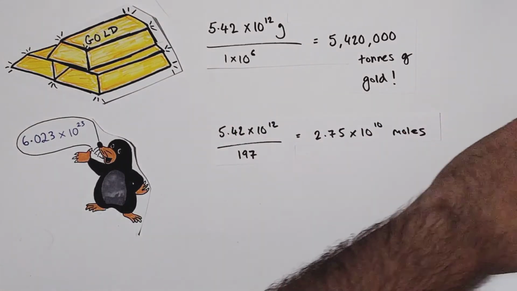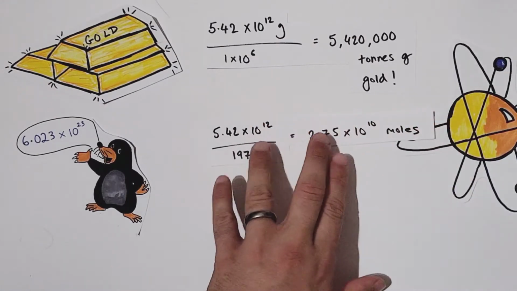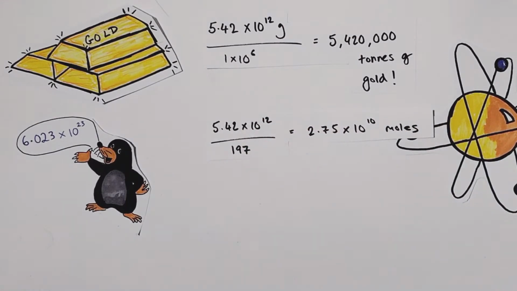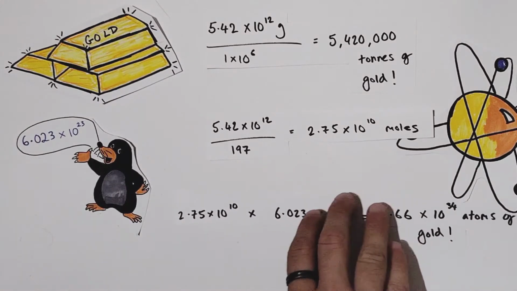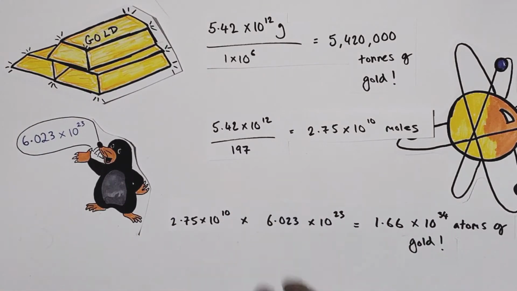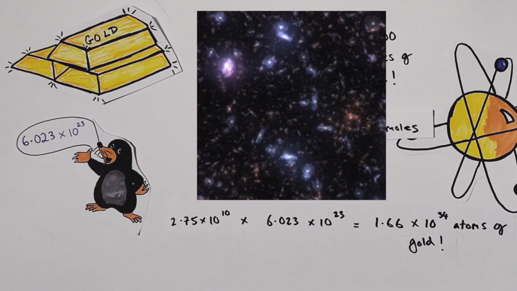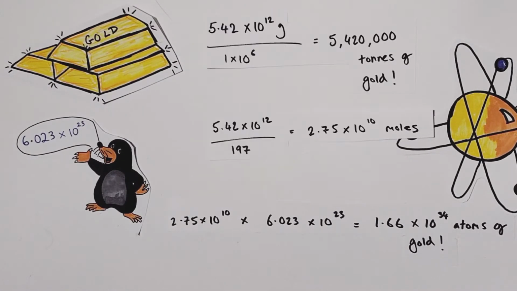Now that doesn't tell me atoms. To work out the number of actual atoms of gold, I need to multiply by Avogadro's number, this value here. So 2.75 times 10 to the 10 moles worth of gold multiplied by 6.023 times 10 to the 23 gives us 1.66 times 10 to the 34 atoms of gold in the ocean. Now I think you agree that is a truly mind-boggling, astronomically large number of atoms of gold out there, sounding very lucrative and promising to me.